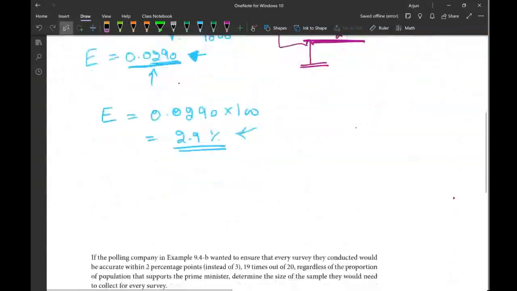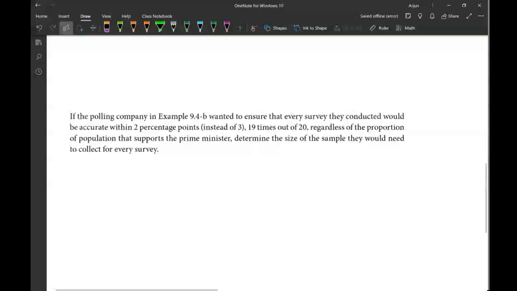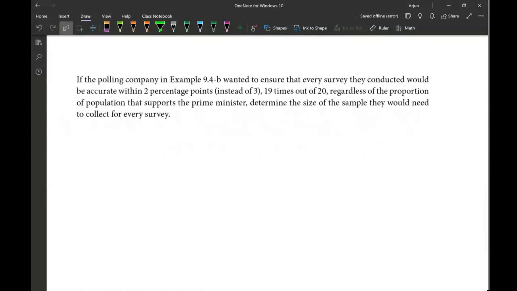All right, now I will take another question on the sample size now. So figure out the sample size, determine the size of the sample. That's what the question is. So I would like you guys to pause the video and first of all try to figure out what's given in this question, then we will do it together. All right, so hopefully you were able to read the question. Let's do this question now.